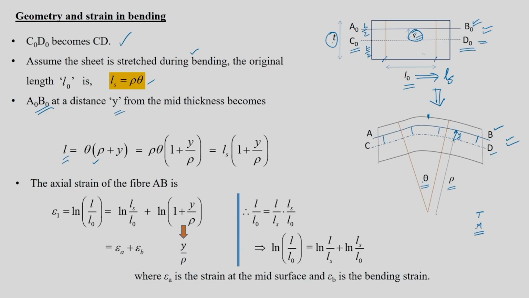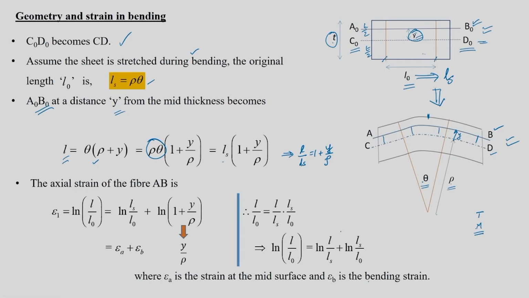This can be simplified as rho theta into 1 plus y by rho, and why I am doing it is because I can replace this rho theta by Ls into 1 plus y by rho. So, this will give me L by Ls is equal to 1 plus y by rho. It will be useful for us now.